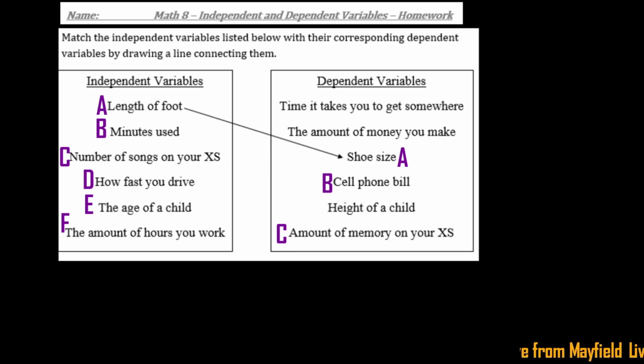How fast you drive will affect how long or the time it takes you to get somewhere. The age of your child is going to affect the height of your child, and the amount of money you make is going to rely on or depend on the amount of hours you work. So again, always make sure you're saying the independent variable is that X value, and that's the one that you're putting into the dependent variable. So you're going to get that result.